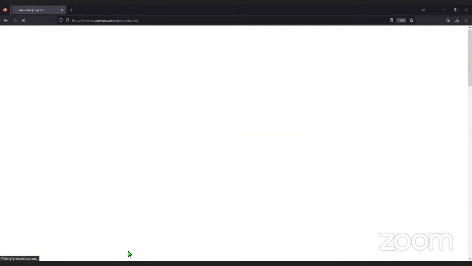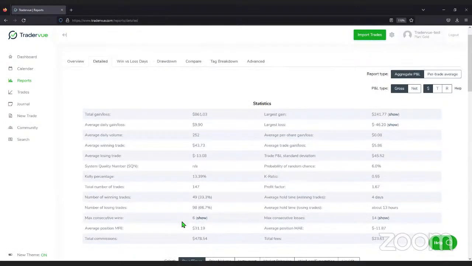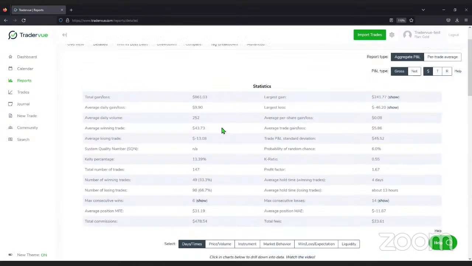So we already saw the overview. Now the detail tab. This is also a very, very valuable tab inside of the section, from which we can get some valuable information.